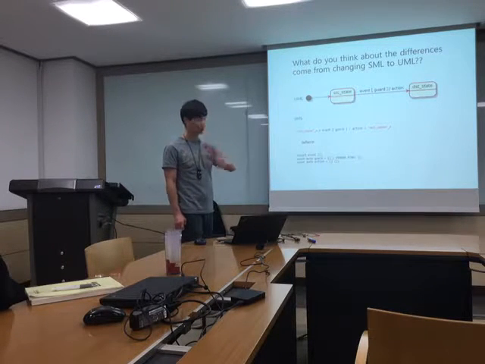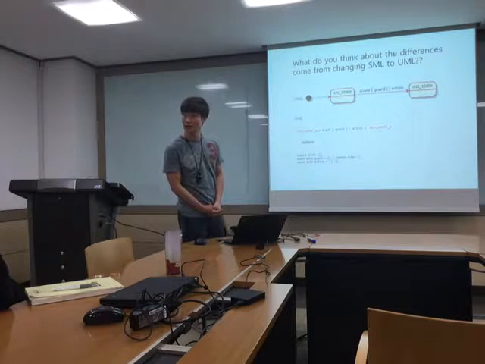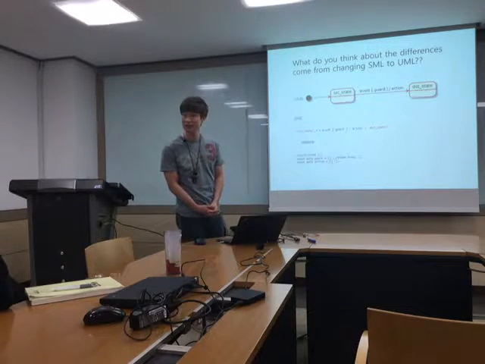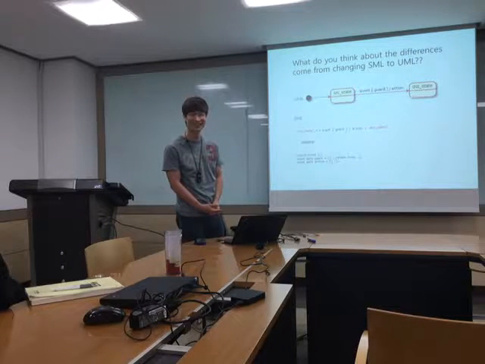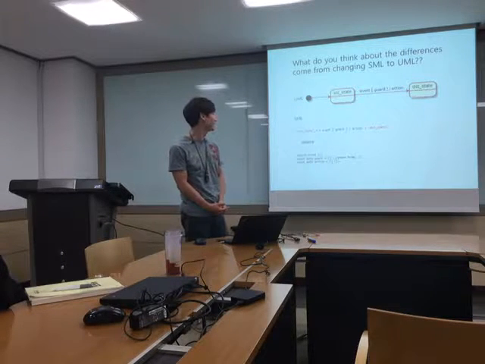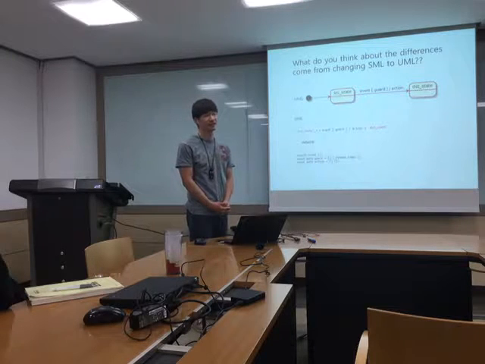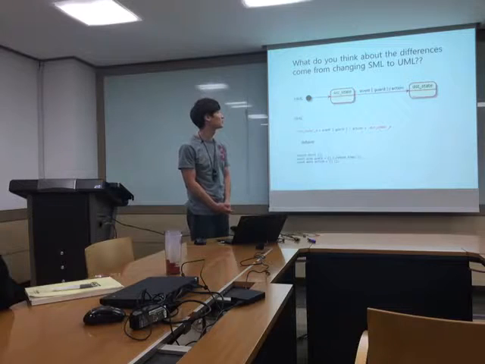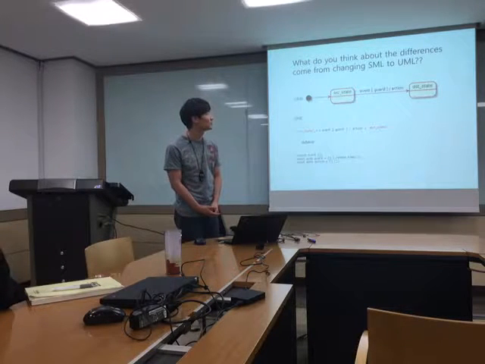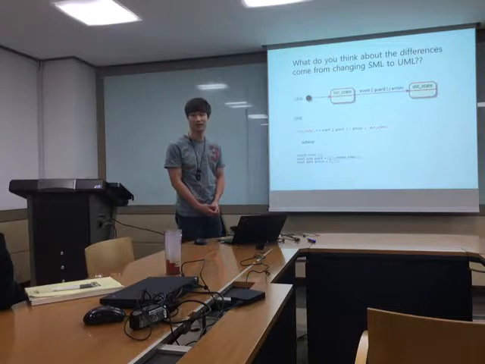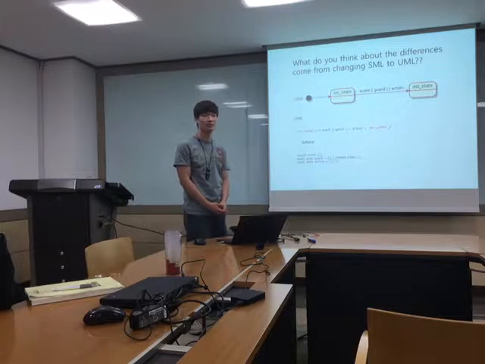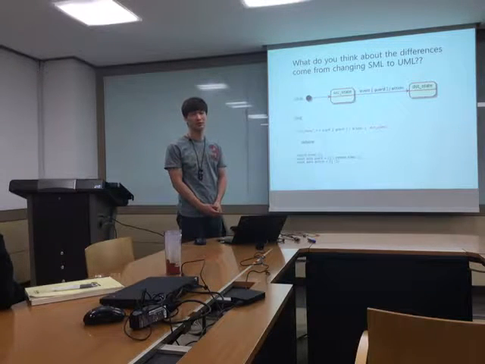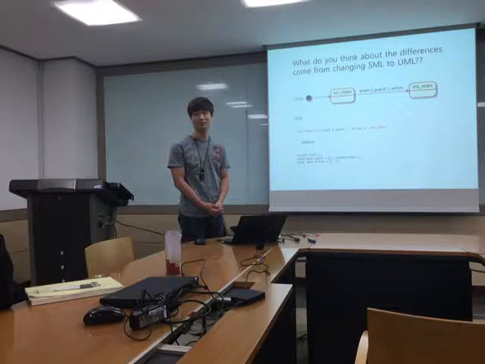This is a state machine diagram. What? The UML state machine? So my question is this: what do you think about the differences that come from changing XML to UML? Just give your opinion. I don't know the answers.